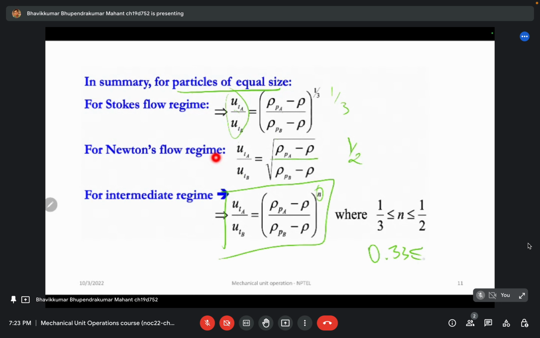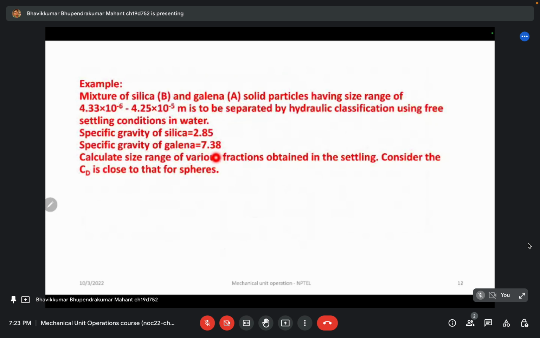0.33 less than or equal to n less than or equal to 0.5. Now we will directly solve one example and understand how we will use this. So here is a similar example solved by the professor, but it has different values.